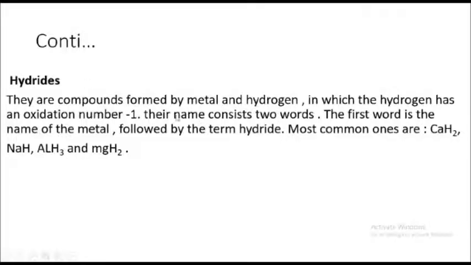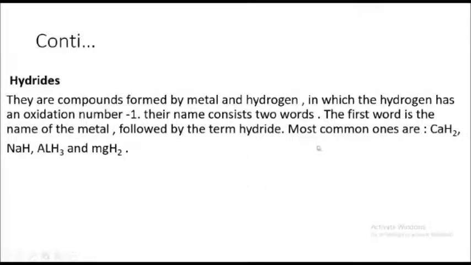The name of a hydride consists of two words. The first word is the name of the metal. First you call the name of the metal, followed by the term hydride. Instead of saying hydrogen, you will follow with the term hydride.